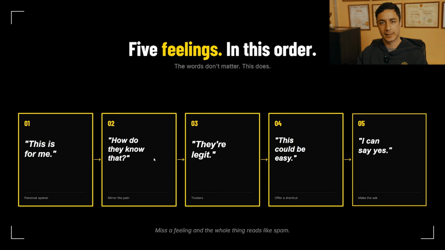Next, you mirror the pain. How do they know that? How can they understand what I'm going through? Must mean they're experienced, or they have some type of authority in this particular case. When you walk into a doctor's office and a doctor perfectly describes your pain to you and all the symptoms you're experiencing that you haven't yet told him, you're like, oh, he's seen this before, so he probably knows how to fix this, right? Then what you need is credibility, things that get them to trust you: case studies, testimonials, anything of that sort where they can think, okay, this guy's legit. So they understand this is for me.